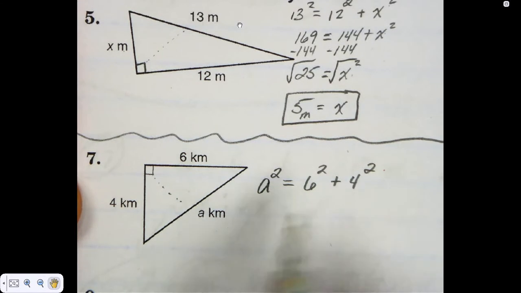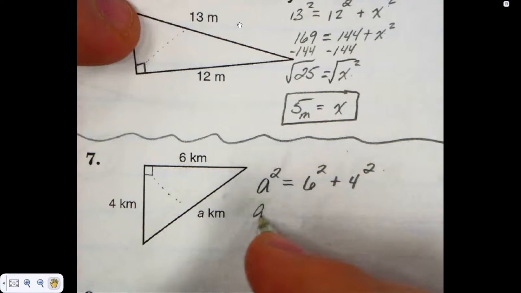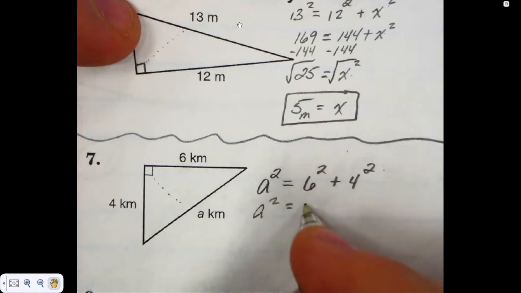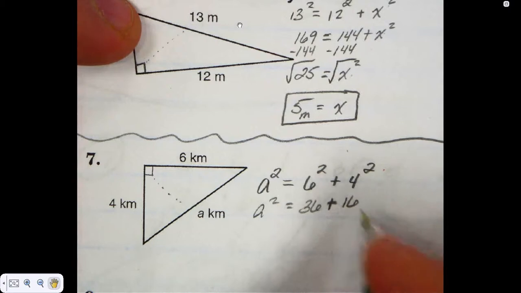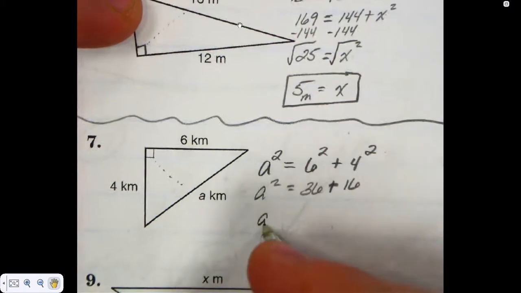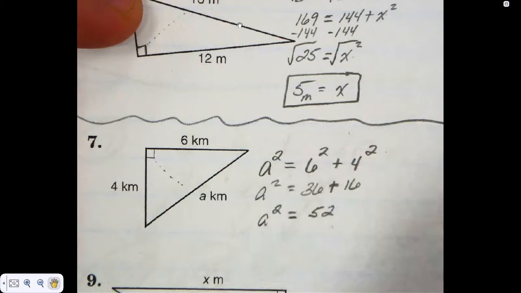You guys just have to get over the squared and realize that when you get to the end, you're probably going to take the square root of both sides. Solve, aren't you? And sometimes you're going to have to use your calculator, aren't you, and round to the nearest tenth. Okay, a squared is equal to, what is 6 squared? 36. Plus, what is 4 squared? So what do I do now? A squared is equal to? Am I done?